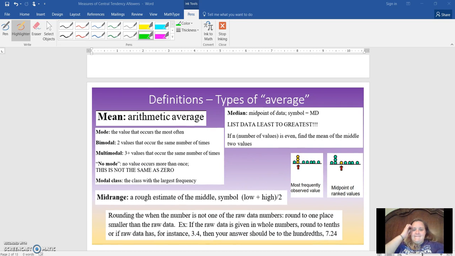So there are different kinds of averages. There's the mean, which is your average. You add them up, divide by however many there are. So mean is what we consider average. There's the mode, which is the most often. You can have bimodal, two values that occur the most often, or multimodal, which is three or more values that occur the most often. You can have no mode. No mode means a mode does not exist. It is not the same as having 0.